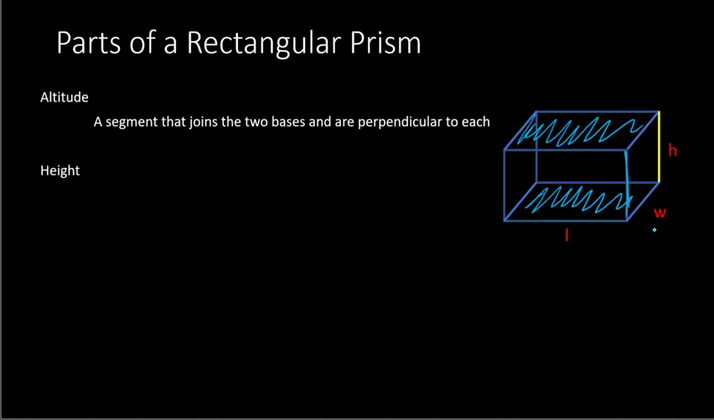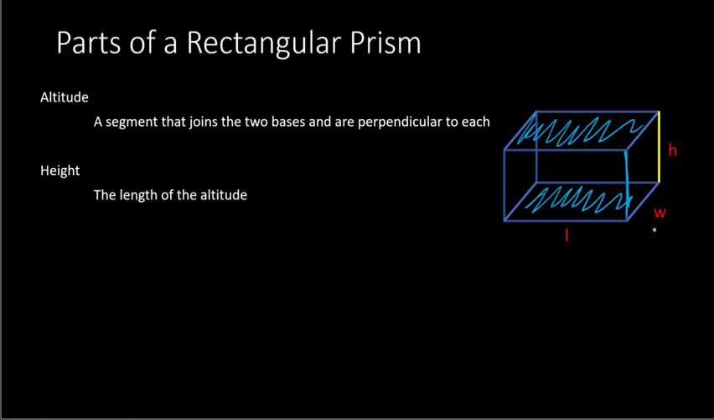And now the length of the altitude is called the height. For most purposes, height and altitude are used interchangeably. Technically speaking, the altitude is the segment, just the shape connecting the two bases, but the height is the length of that segment.